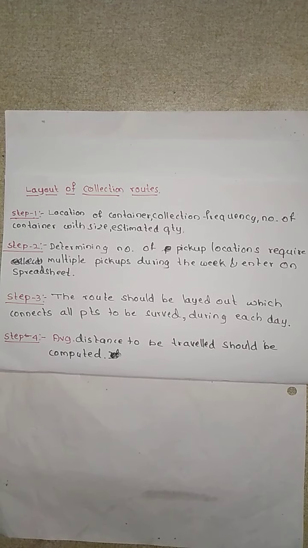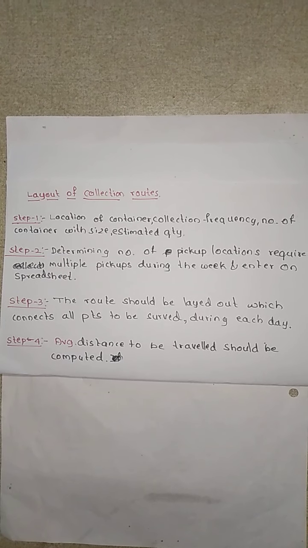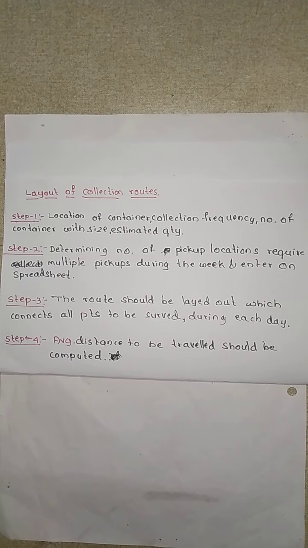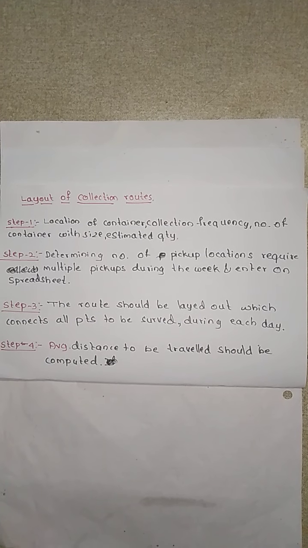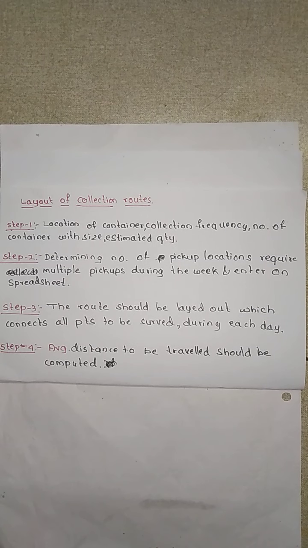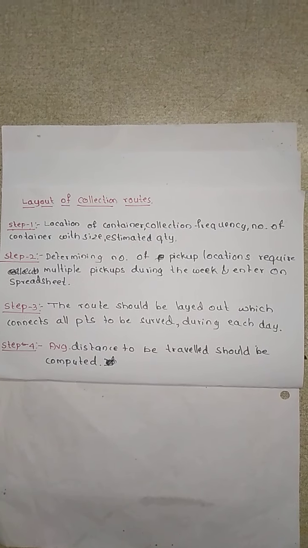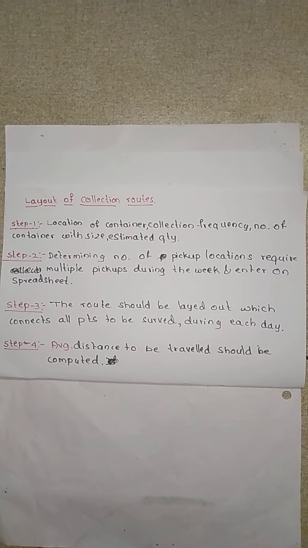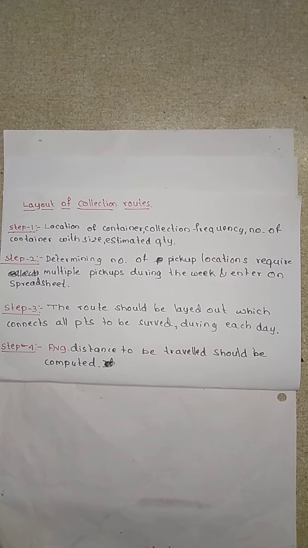Then in the third step, with all the collected information, the route should be laid out such that it connects all the pickup points to be served during each collection day. Then the next step is to modify the basic route to include the additional containers for each day's collection.